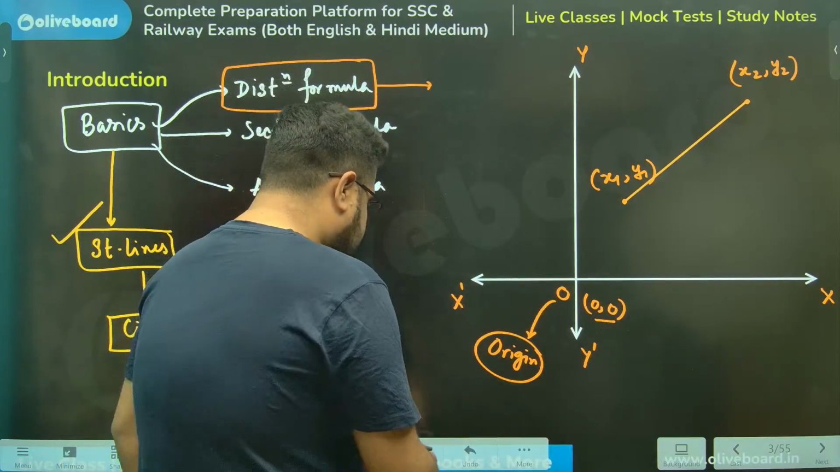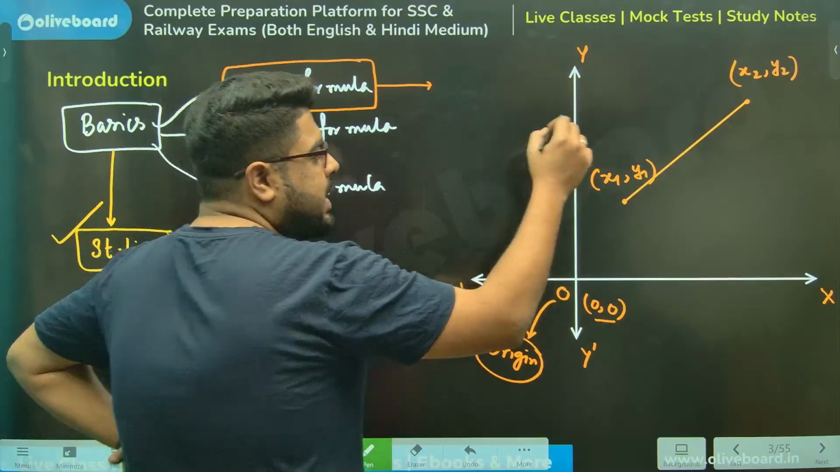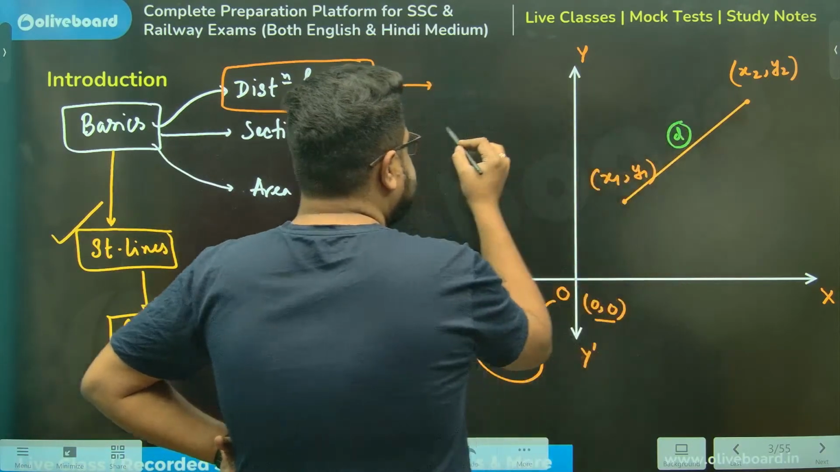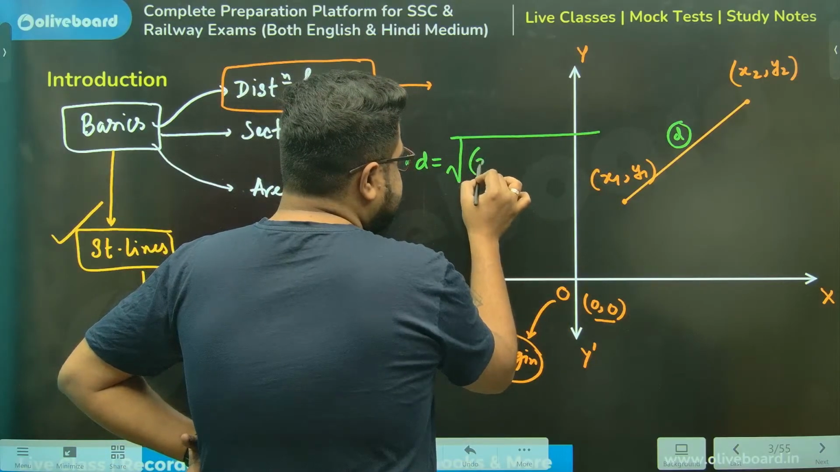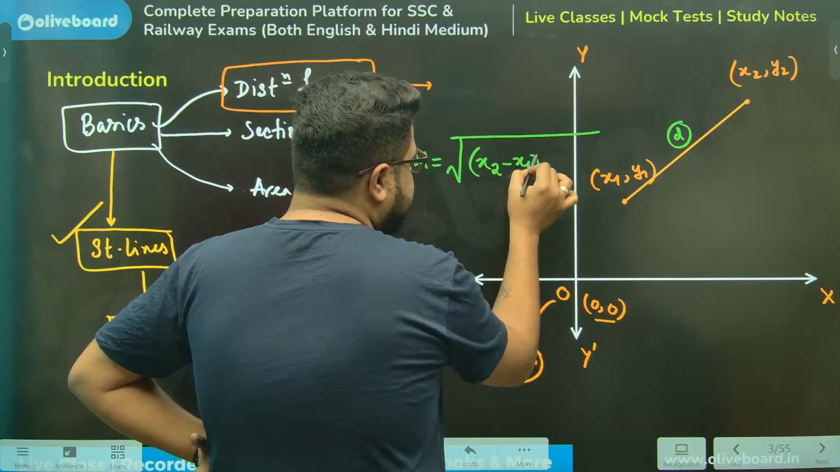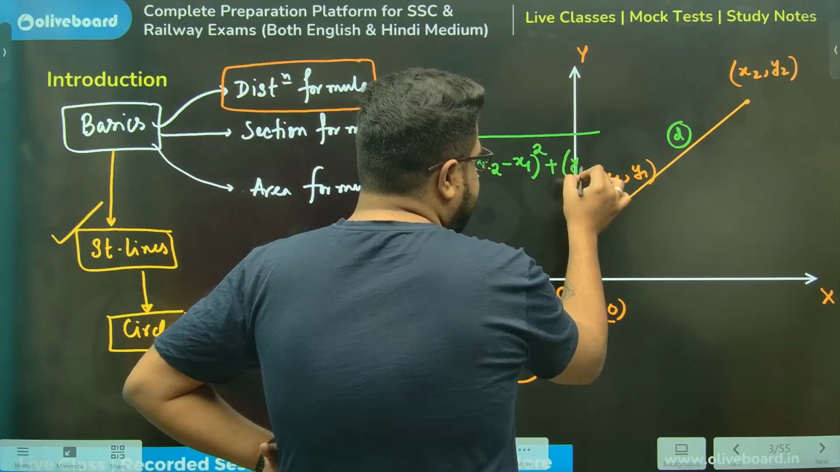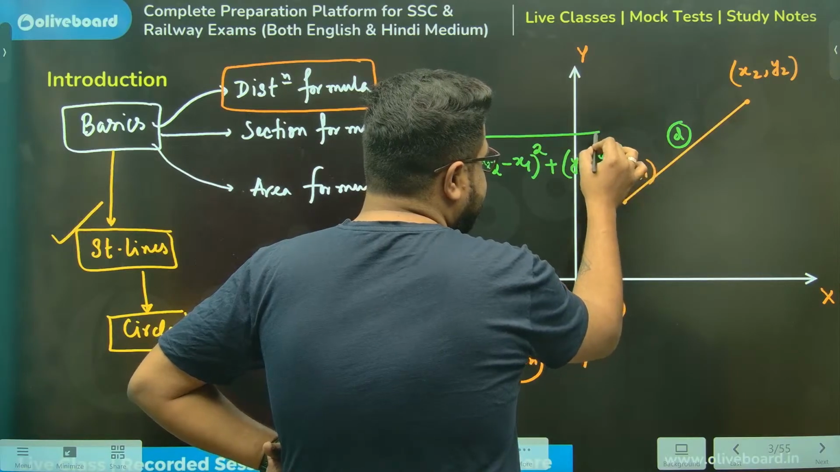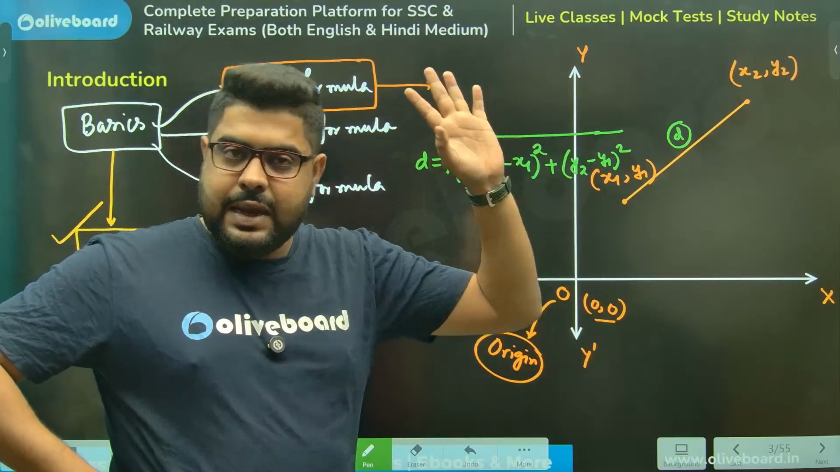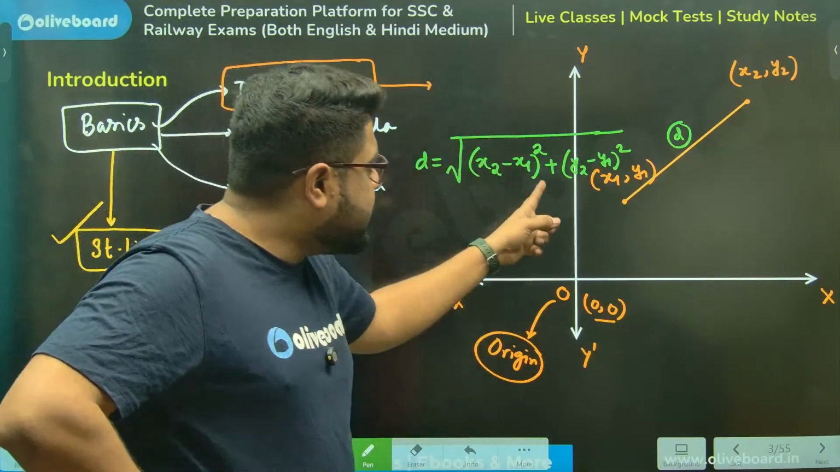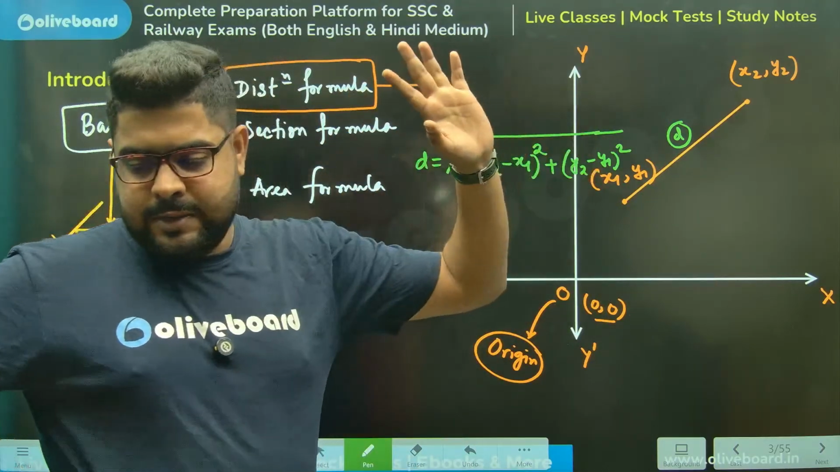Now, the simple answer to this question: if I say this distance is d, so d is equal to, can anyone tell me the answer? So this is the difference of the x coordinates, x2 minus x1 whole square, plus same for y, meaning the difference of the y coordinates whole square. This is your distance formula. Clear, everyone? x2 minus x1 whole square plus y2 minus y1 whole square, all under root. This is the distance formula.